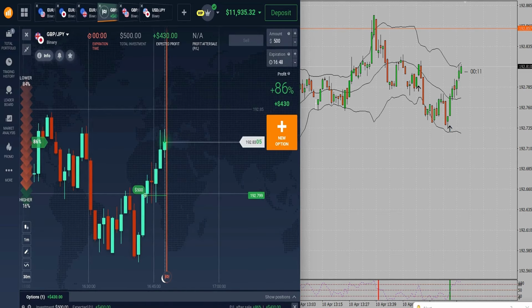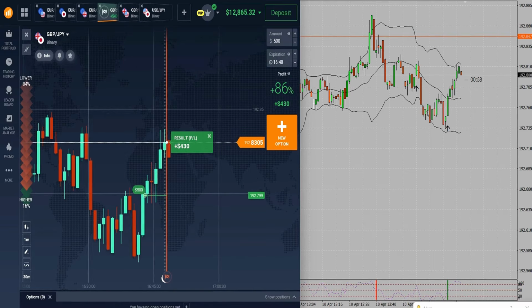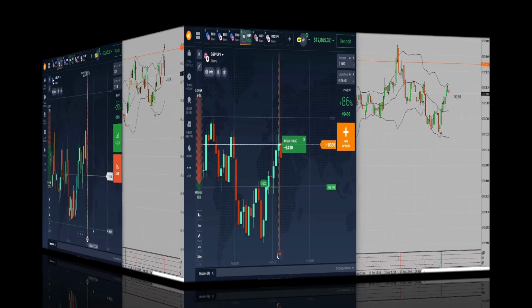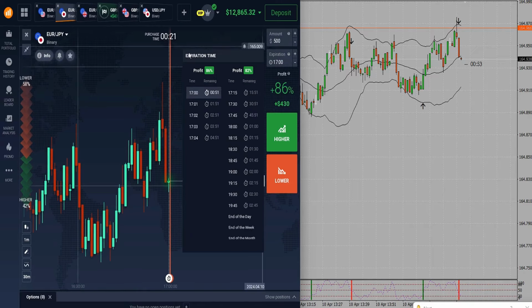And now you can see the final result of this buy trade. The price successfully moved higher before the expiry time, and the trade closed in profit. Let's continue watching the market carefully. The next opportunity can appear at any moment.